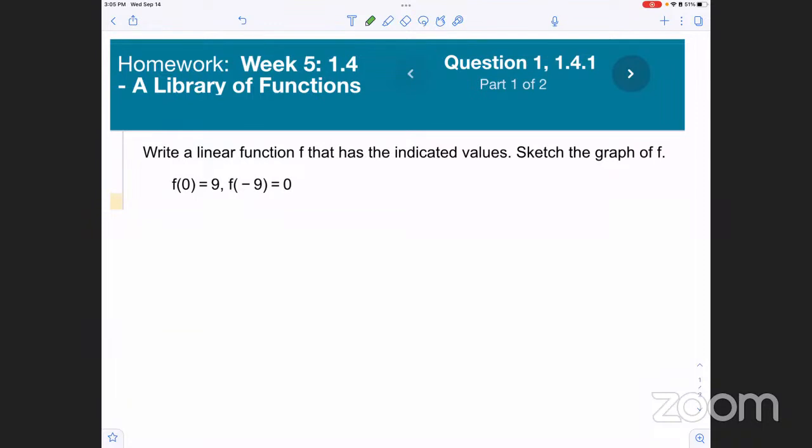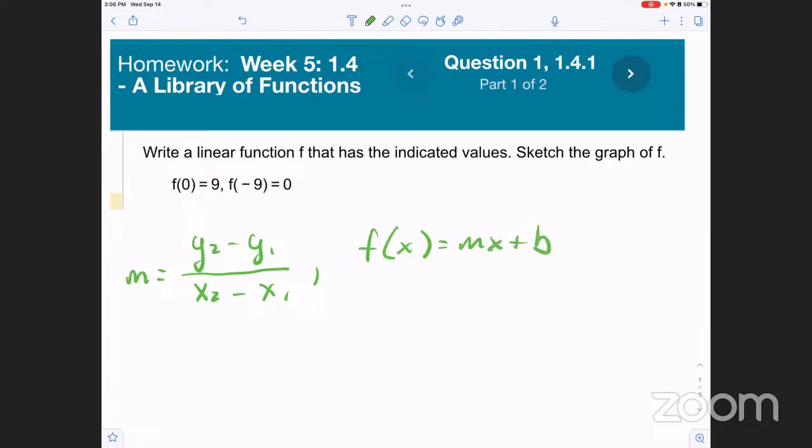Okay, so slope formula, y2 minus y1 over x2 minus x1. Again, this is our slope. And then we're also going to finish in the slope-intercept form, which is y equals mx plus b.